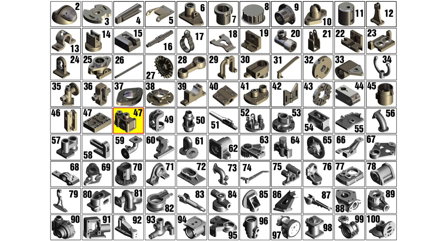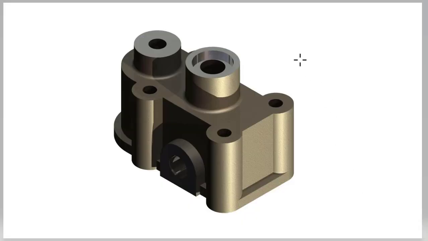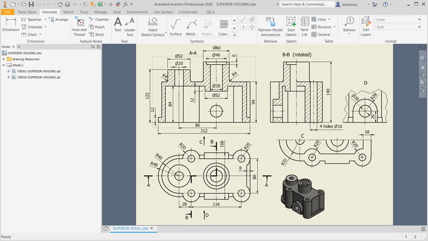The picture of this part is this one. It looks like a church, an Orthodox church. The dimensions are here. And as you can see, there is a platform on the bottom, this one, and then a body with a hollow and two protuberances. Let's go!